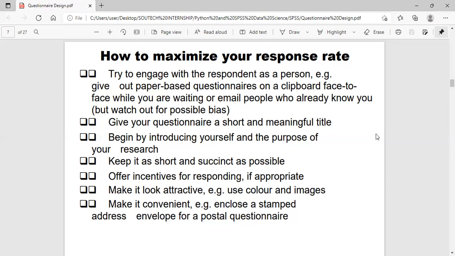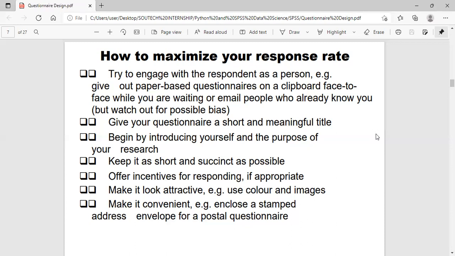Next, we have begin by introducing yourself and the purpose of your survey. Let people know who you are and let them know why you are getting their opinions. It's very important. It is called consent. Now, keep it as short and succinct as possible. People do not have time. In everything you do, you have to realize that people do not have a lot of time. So when your survey is too long, it gets confusing and they'll have to reread it, and people will not do that for you.